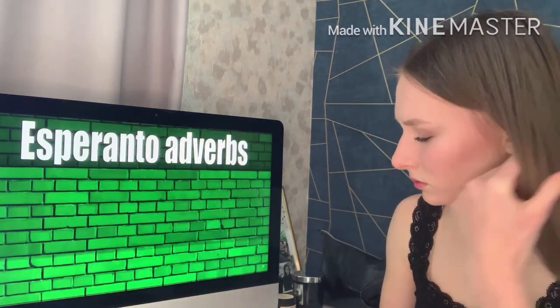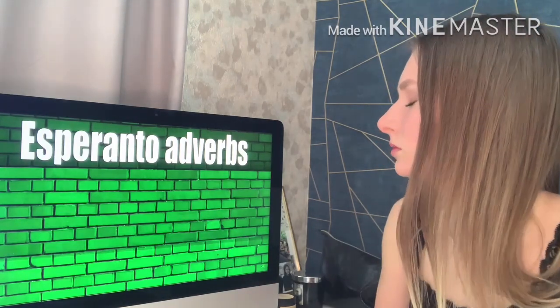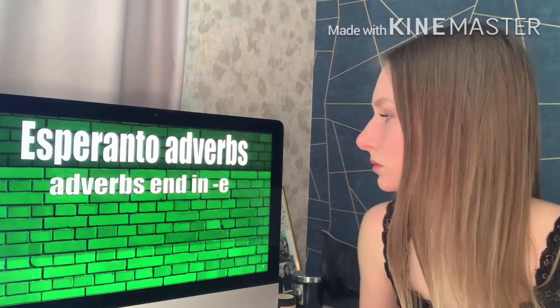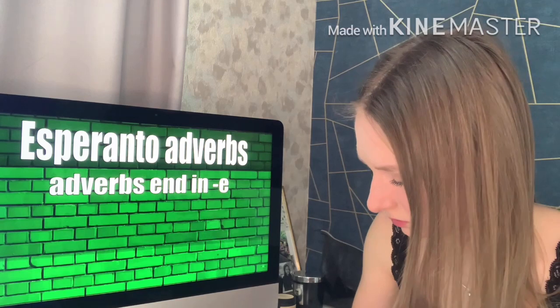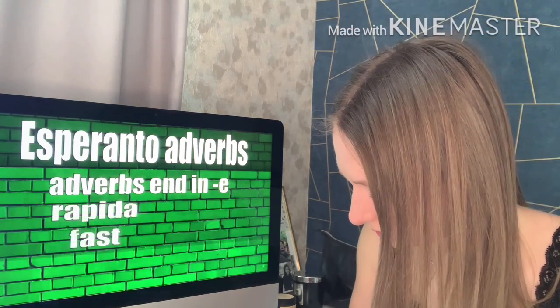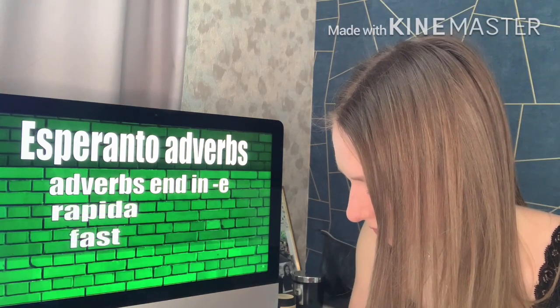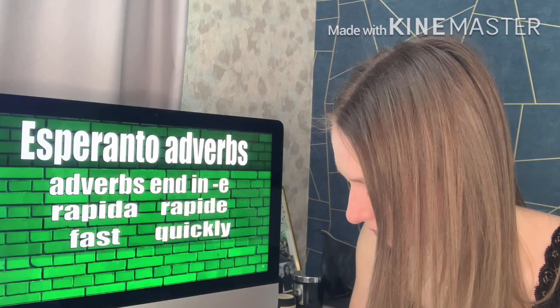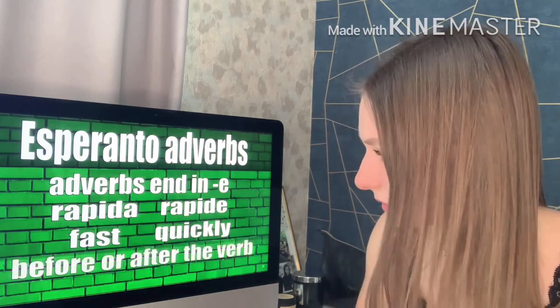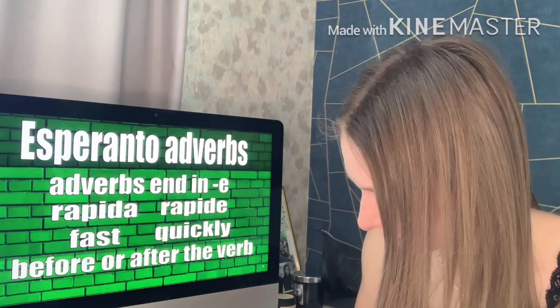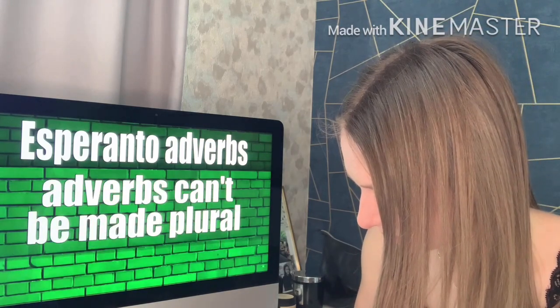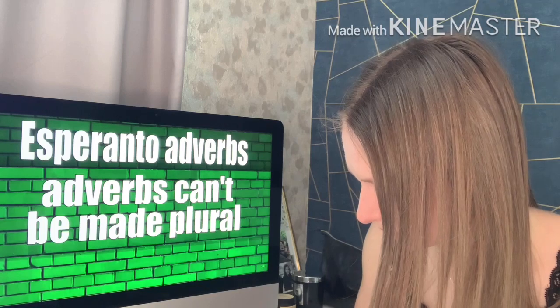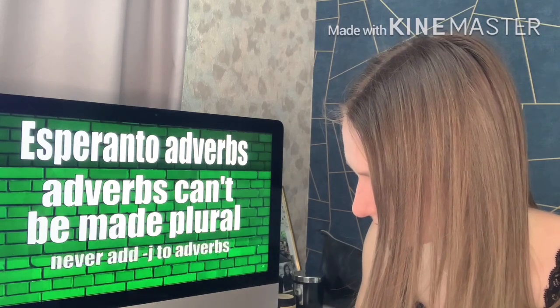Adverbs in Esperanto are extremely easy, just like adjectives. Adverbs take the ending e, so we know that rapida is fast, but if we change the a ending to an e ending, we say rapide, quickly. And adverbs can go before or after the verb that they modify. But adverbs cannot be made plural, so in other words, you can never add the j ending to an adverb.